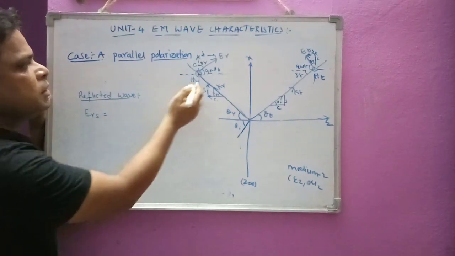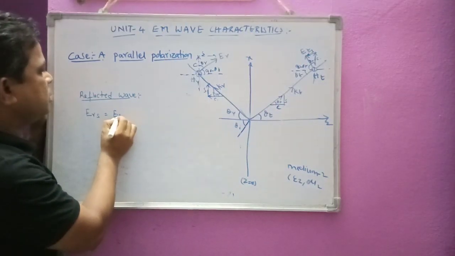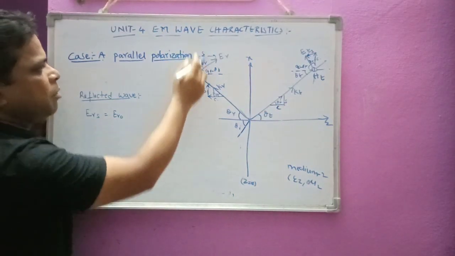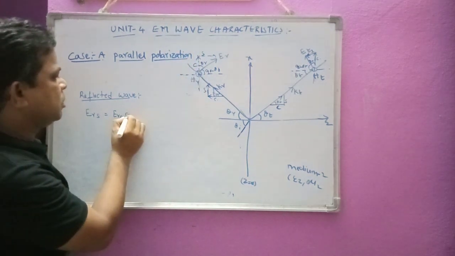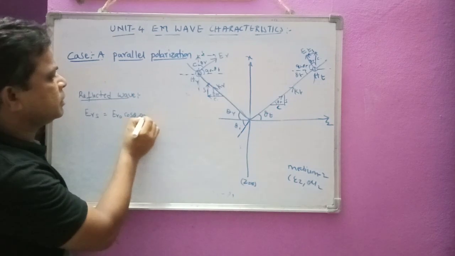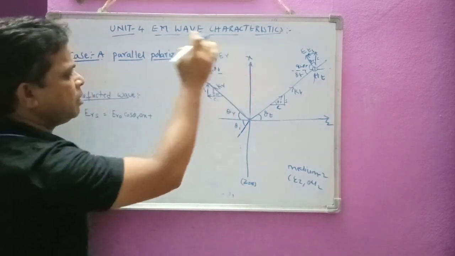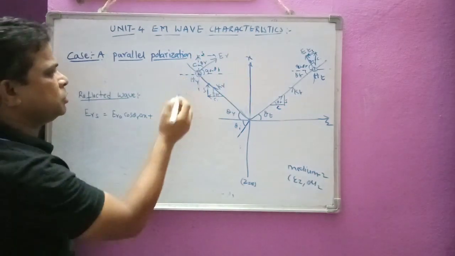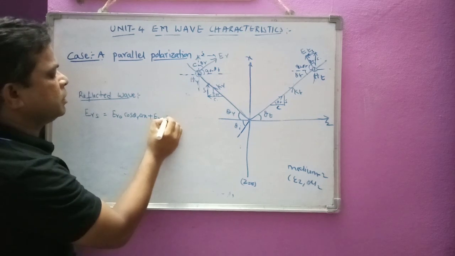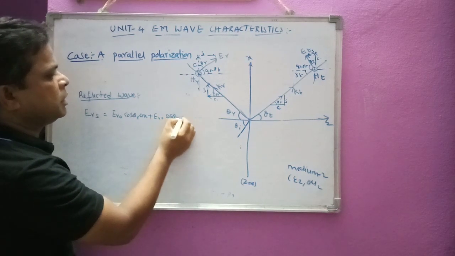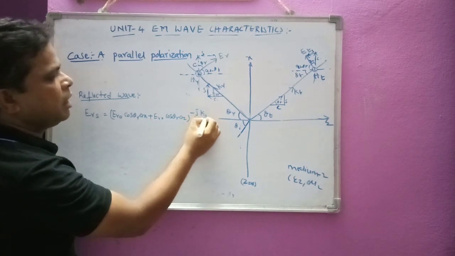E_Rs is equal to, so here we have a cosine component and a sine component. So we have to write E_R0. The cosine component is along the positive x direction, that is, I can write cos θ_r a_x plus, and the sine component is along the positive z direction. So I can write E_Rs as E_R0 cos θ_r a_z times e^(-j k_r · r).